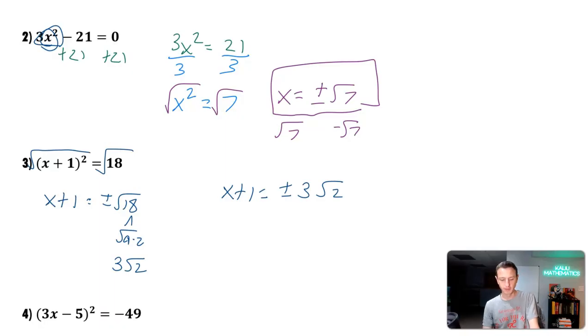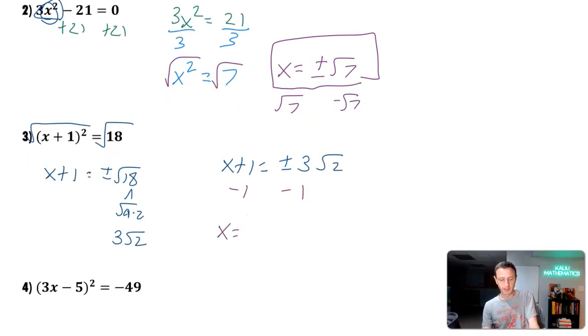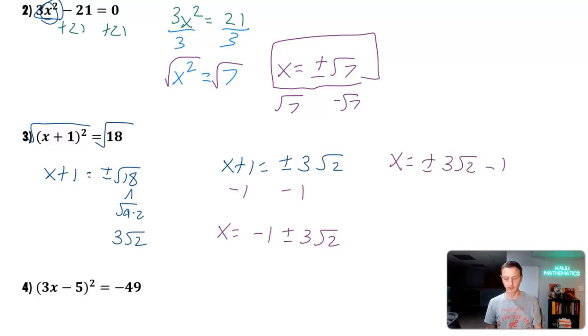Now I'm not done though, because I don't have x by itself. I want to get x by itself. I'm going to subtract 1 from both sides. So I get x equals negative 1 plus and minus 3 root 2. And the reason I'm writing it like that rather than positive negative 3 root 2 minus 1, you could write it like that also. Like you could write this as x equals positive and negative 3 root 2 minus 1. That's fine, actually. But I just wrote it like negative 1.